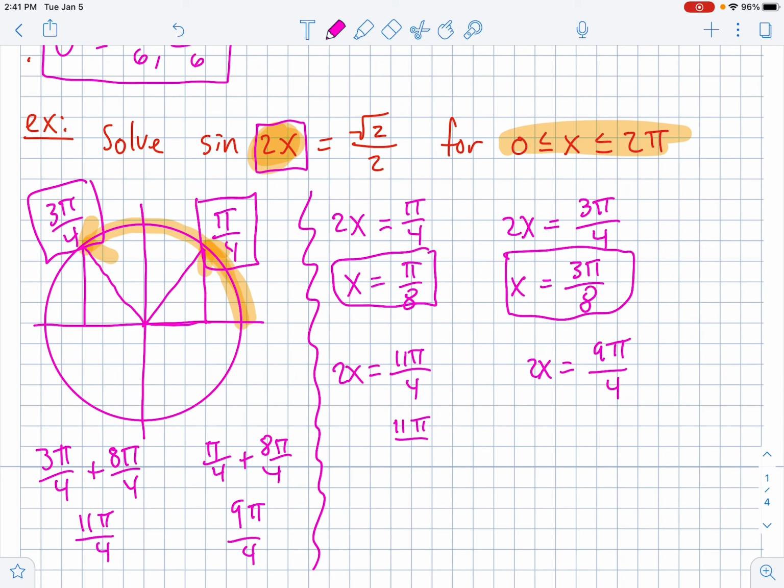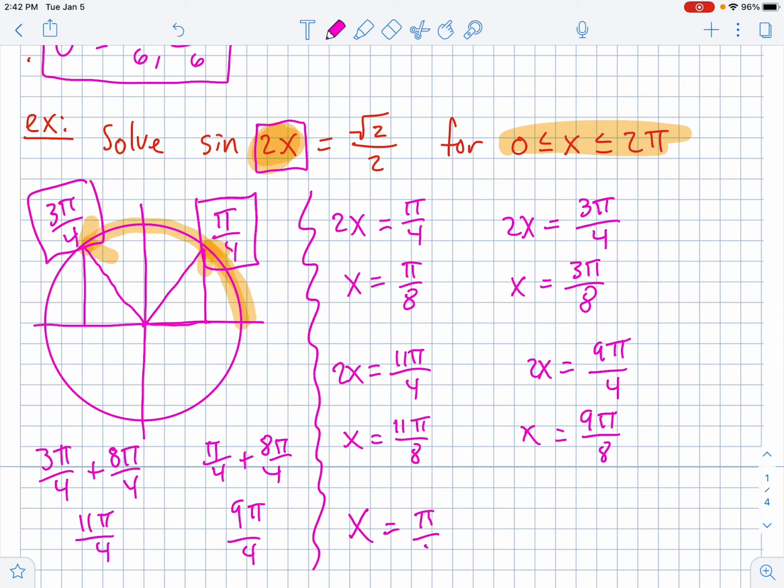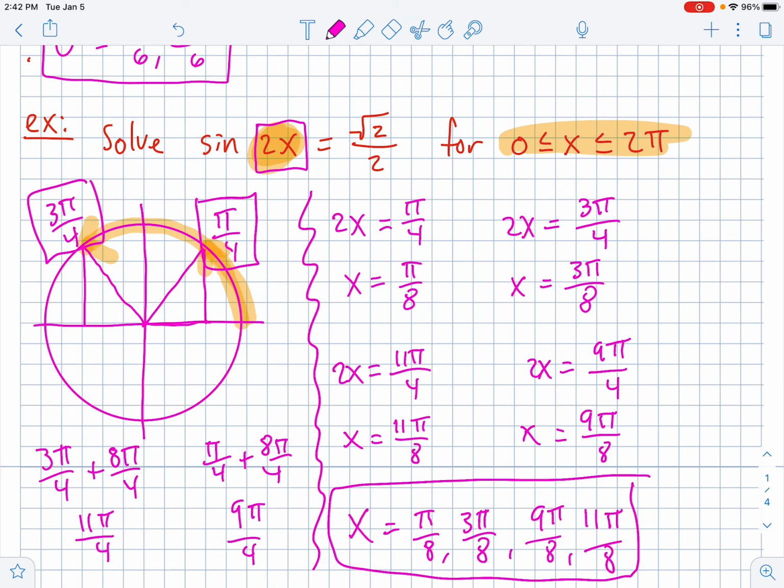So divide by 2 on both sides. This is 11 pi over 8 and 9 pi over 8. So maybe I'll get rid of my boxes and do one final answer. x is equal to pi over 8, 3 pi over 8. I'm going to try and go in order. Yeah, 9 pi over 8, and 11 pi over 8. That's it. Those are the answers.